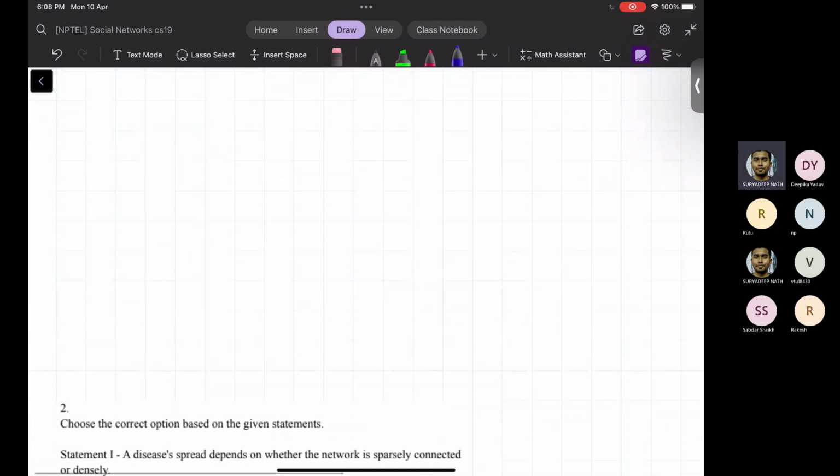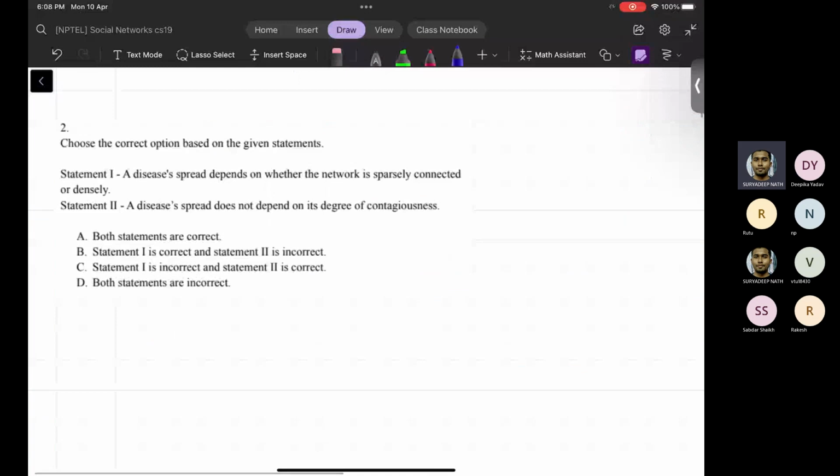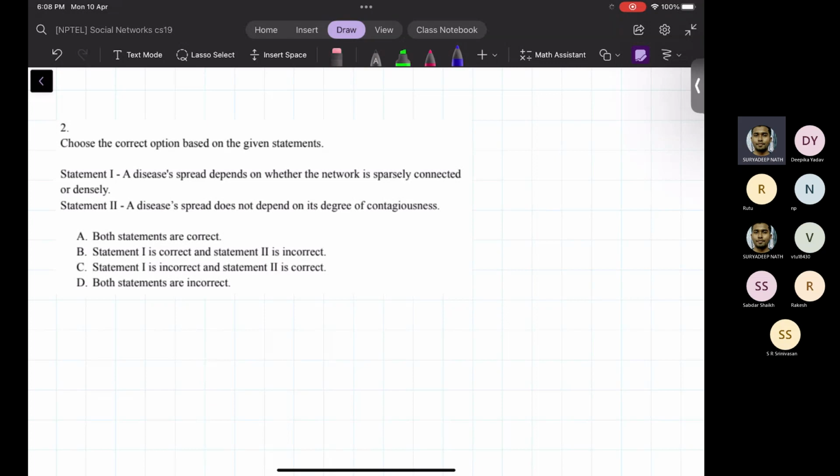Moving on, coming to question number two, choose the correct option based on the given statements. You have two statements. Statement one: a disease spread depends on whether the network is sparsely connected or densely connected. Statement two: a disease spread does not depend on its degree of contagiousness.